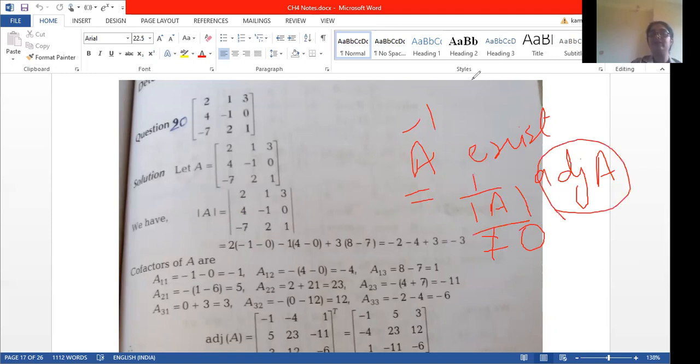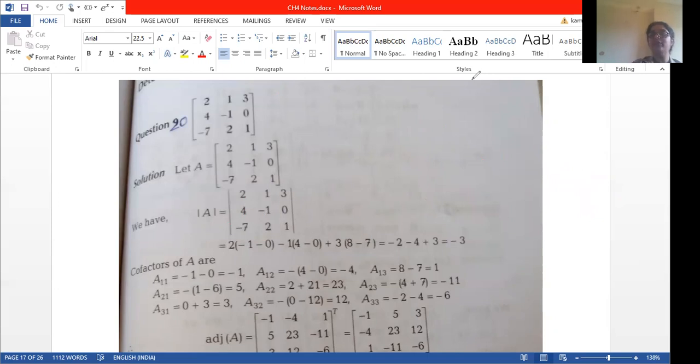For that we have to calculate the adjoint of each and every element. It is not that we have to find it for just two elements. For all the elements, you have to find the co-factors, not adjoint. For all the elements, you have to find the co-factors.